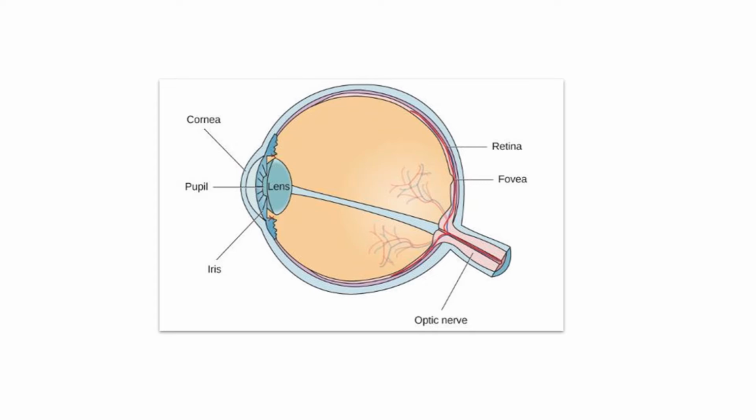And once it's past the pupil, the light passes through the lens. And the lens, as I mentioned, becomes less flexible as a person gets older. And this focuses the image on the fovea, which is a thin layer of cells in the back of the eye. And remember, the back of the eye is where the retina is. And then here we see the optic nerve.